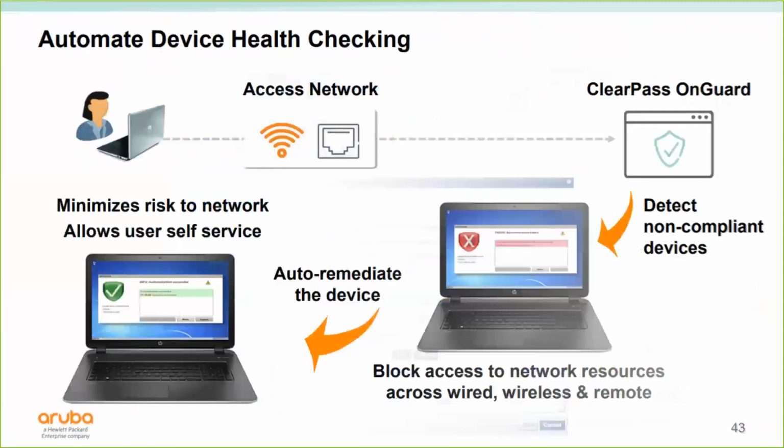And so on. And the workflow is going to look like this: you try to access the network, ClearPass OnGuard is going to detect and see if it's compliant or not. If it's not, we're going to block the access to the network resources, and then we're going to auto-remediate that device to make sure that it's coming up to the correct level, and then we're going to allow them onto the network. This is going to minimize our risk to the network, and it also allows users, again, to self-service themselves, automating the process and reducing the workload from an IT perspective.